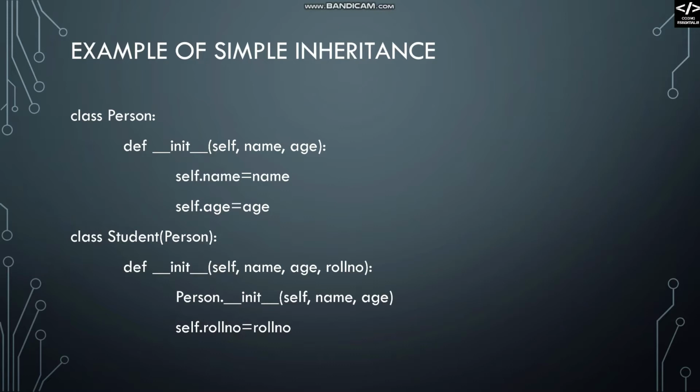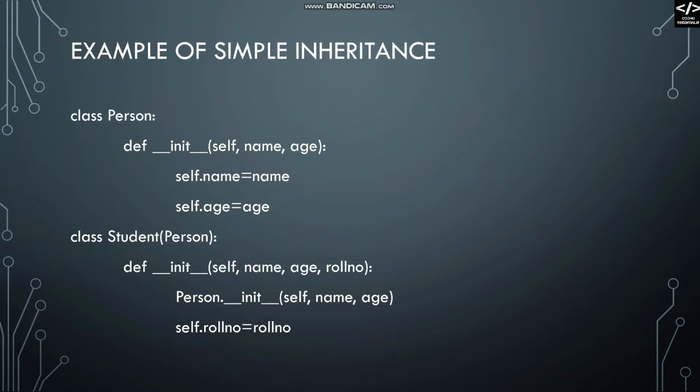So it will automatically inherit the init function from Person. So we need to write Person.__init__, which will include self, name and age. But it won't include the roll number because it is an extra attribute. So we need to declare it like self.roll_number equals roll_number after the declaration of the inherited init function.